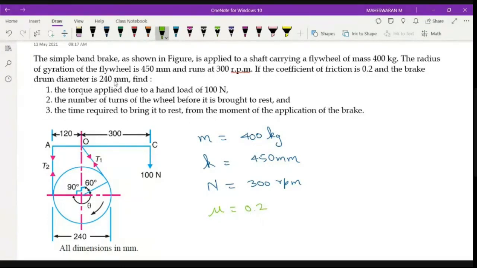And brake drum diameter is given, so I will identify what is r. So r is the radius of the drum, which is 120 mm. So we have to identify each data one by one. My question is, what is the necessity of these three data? How do you relate these three data in this particular problem?